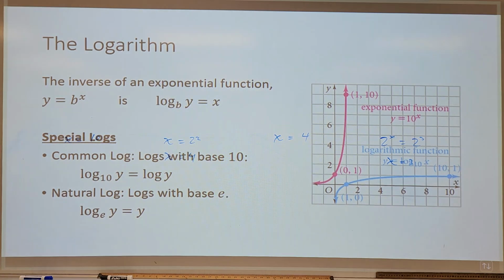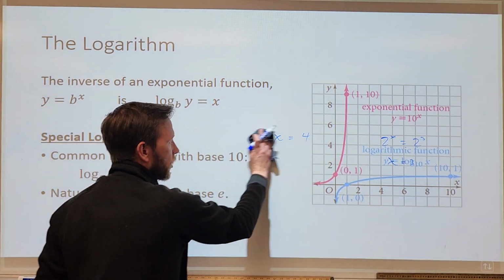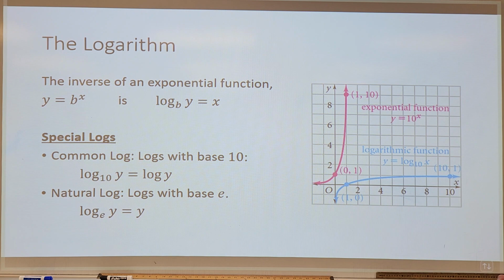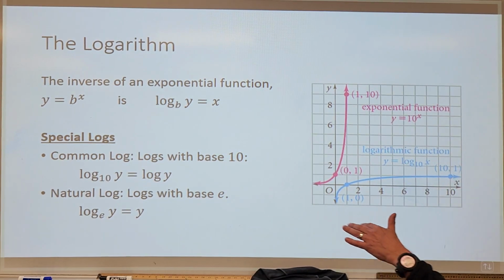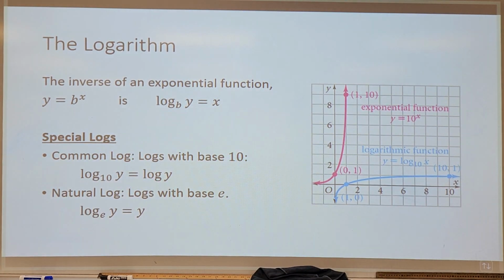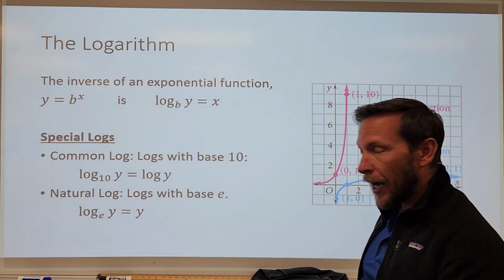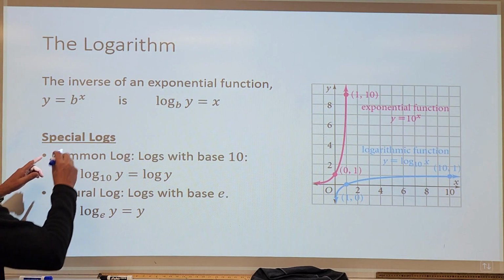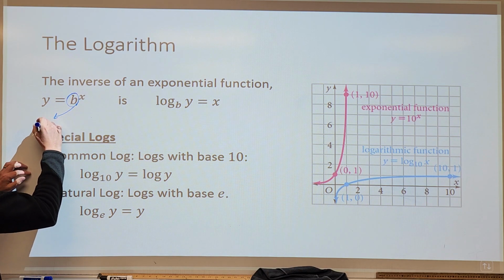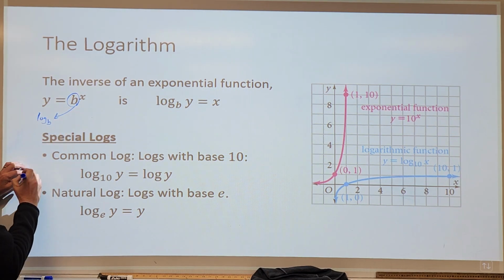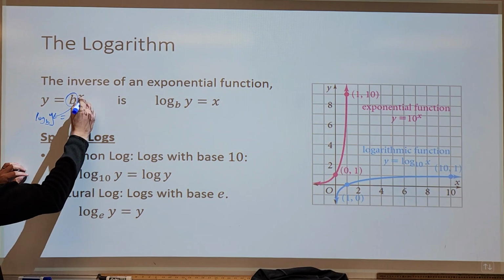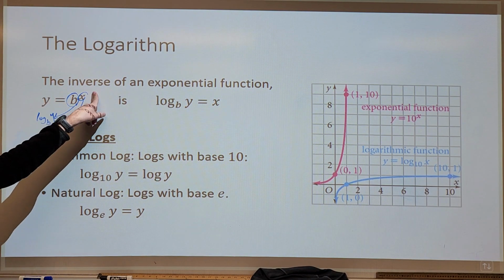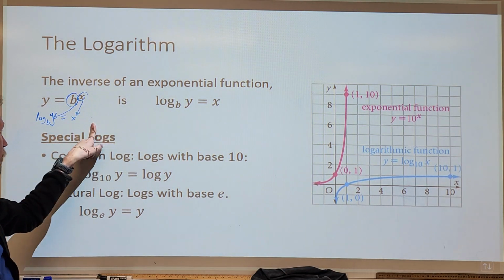And so here is a working definition of the logarithmic relationship. The inverse of an exponential function y equals b to the power x is log base b of y is equal to x. So essentially what we're doing is we're taking this base and it becomes the base of our logarithm. Log base b of y is equal to the exponent. x stays by itself. So this gets the x out of the exponent.